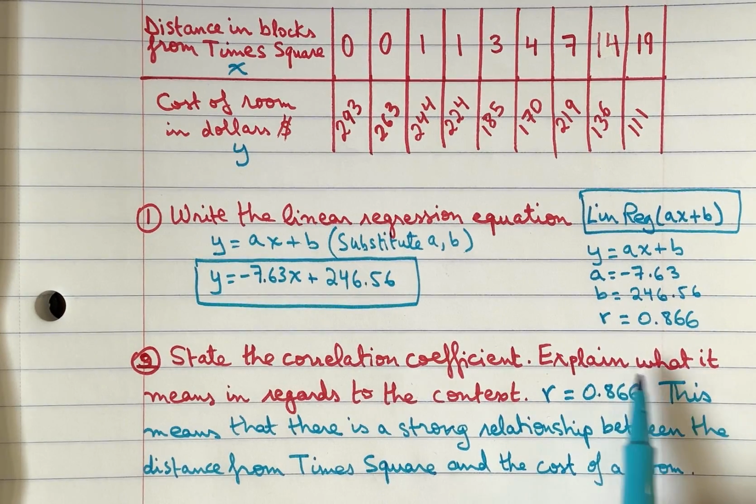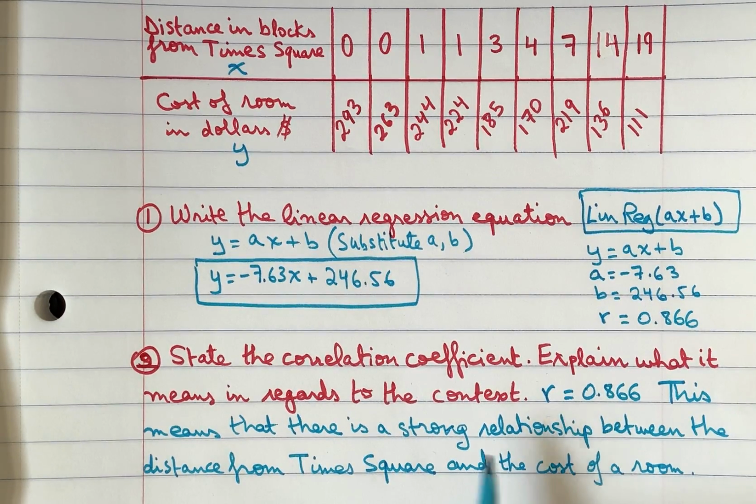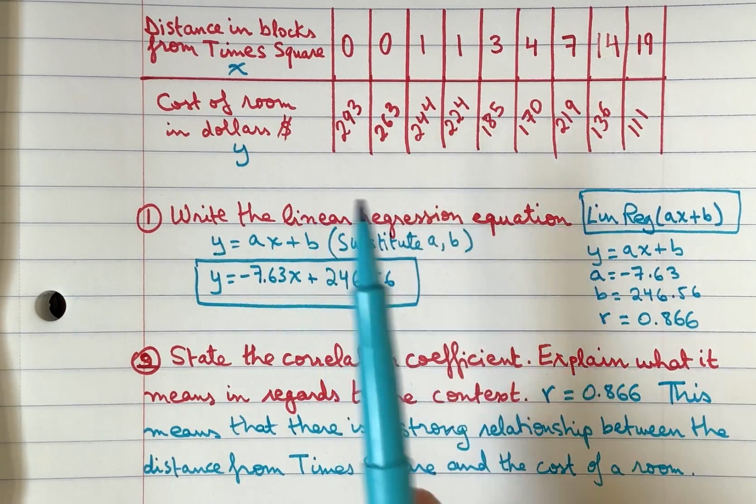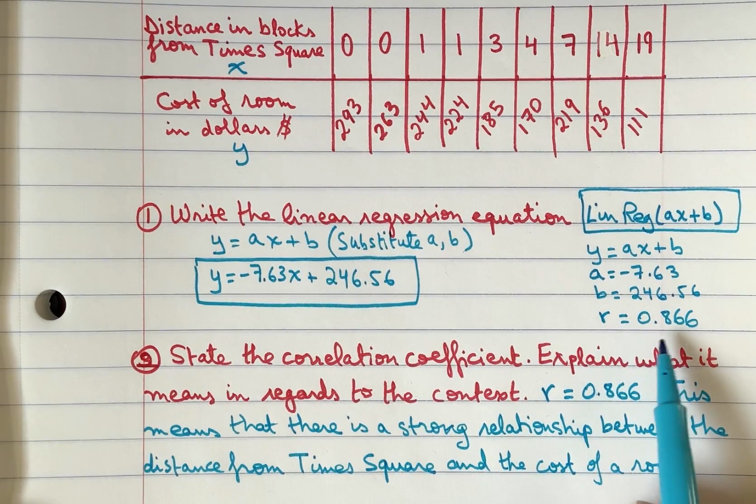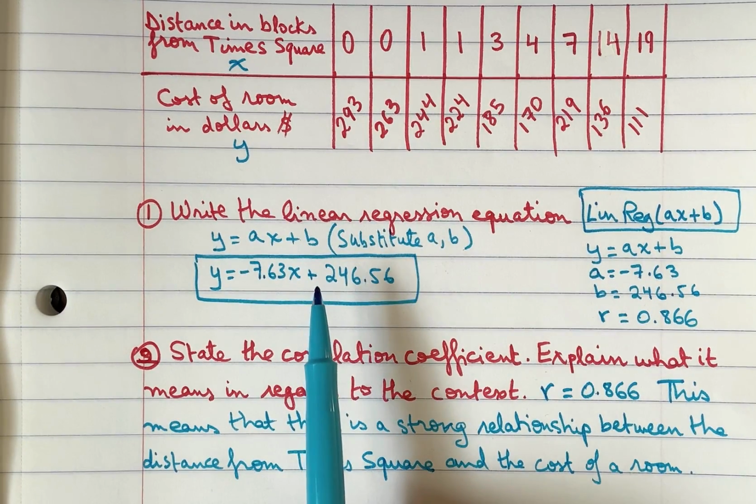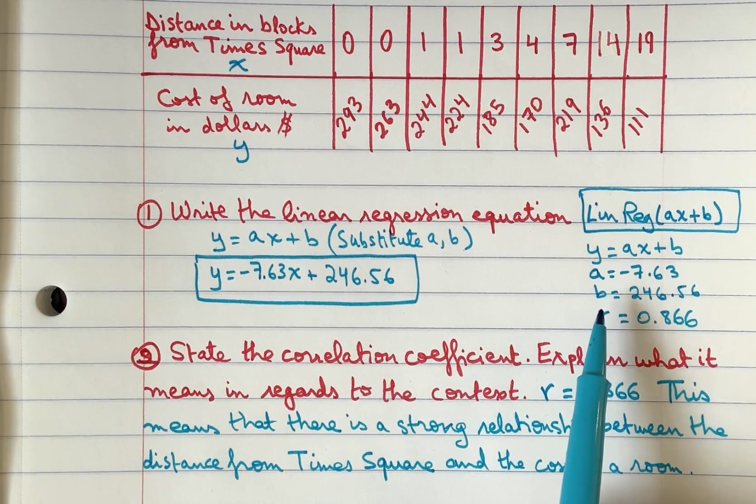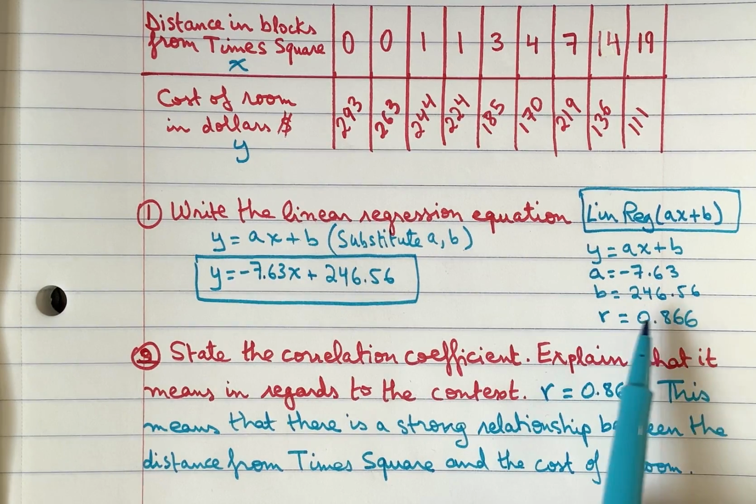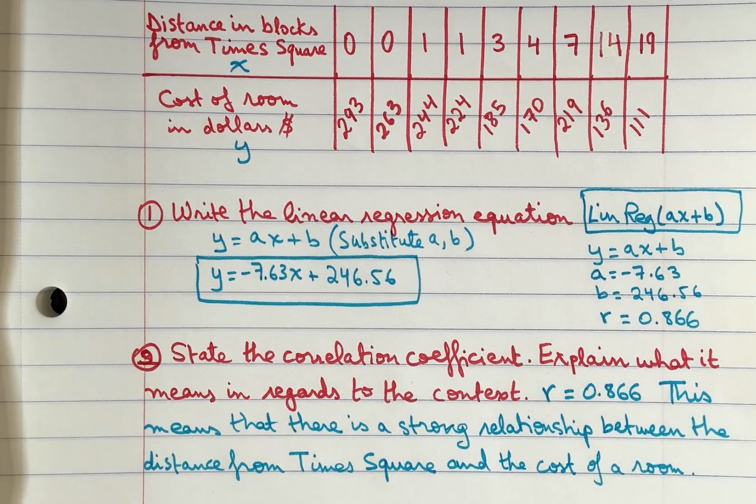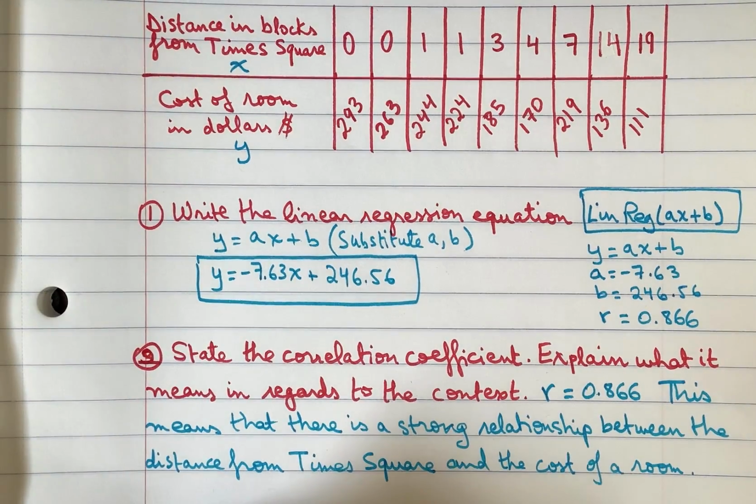Everything is really dependent on your R value. If your R value is close to 0, then there is a weak relationship between the variables that we are given. If R is 0.5, then you say there is a moderate relationship between your variables. So everything really depends on your R value. And you can also have R be negative as well, so it means that there is a strong negative relationship.